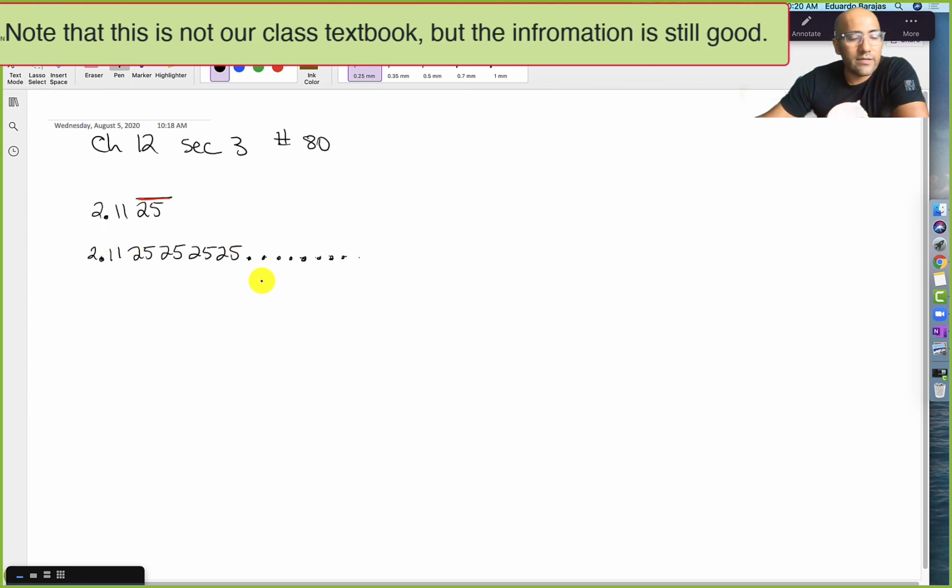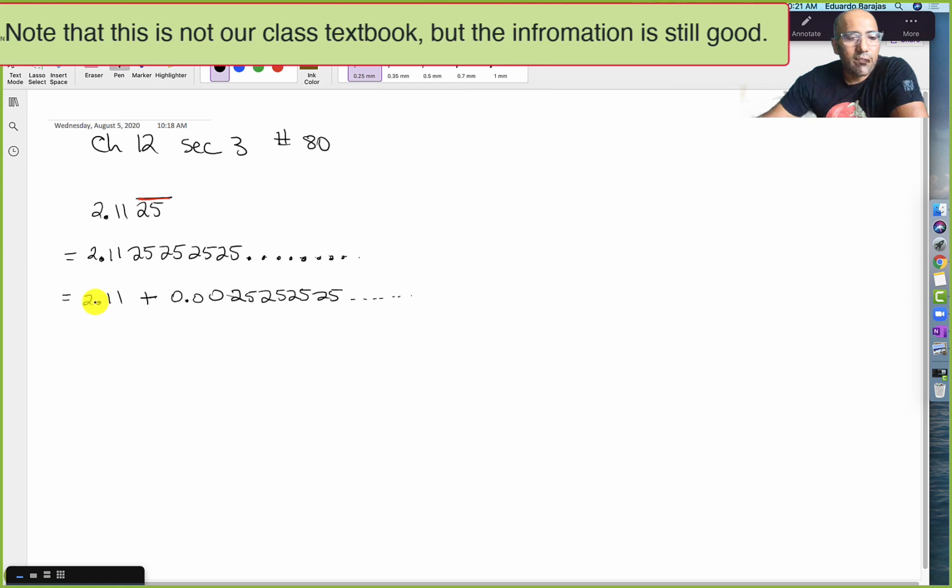At any rate, okay, so how do we proceed? The first thing we have to do is separate this into two parts. The part that does not repeat and the part that begins to repeat. So this, I'm going to break it down into 2.11 plus 0.00, two spaces, right? And then the repeating part. 25, 25, 25, 25, dot, dot, dot.